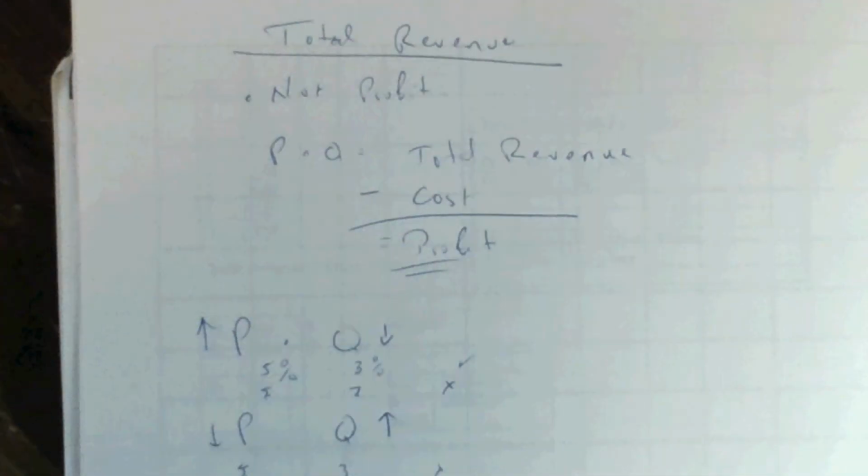Adjunct Professor Moran, Microeconomics 112. We're going to discuss the last measure of elasticity of demand, the total revenue test.